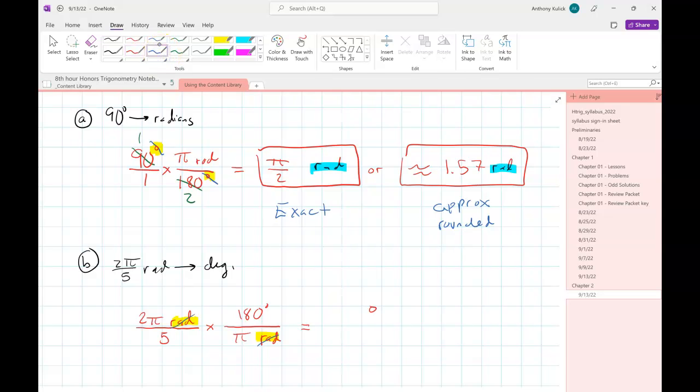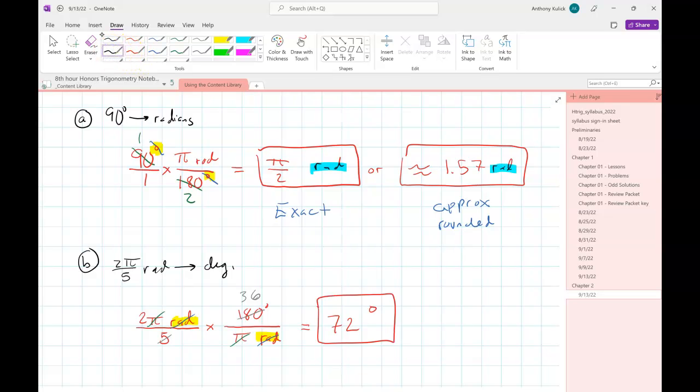So radians cancel the unit, pi's cancel, and then 5 goes into 180 36 times. So I have 2 times 36, which is 72, over 1. So we just have 72 degrees.